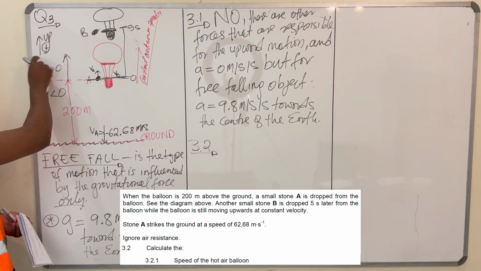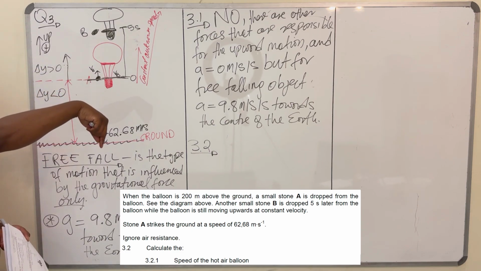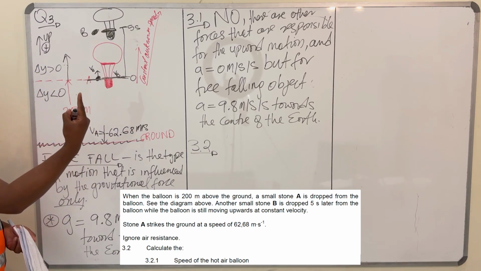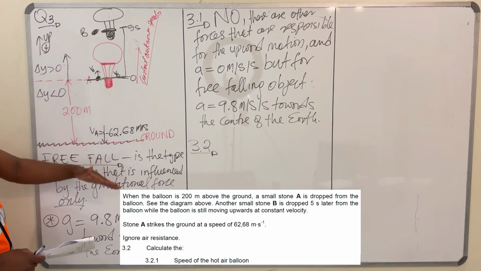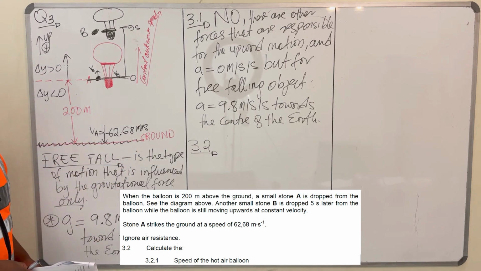That's what this thing means. All my vectors that are pointing downwards are negative. All vectors that are pointing upward are positive. And all displacements above this point are positive, and all displacements below this point will be negative.